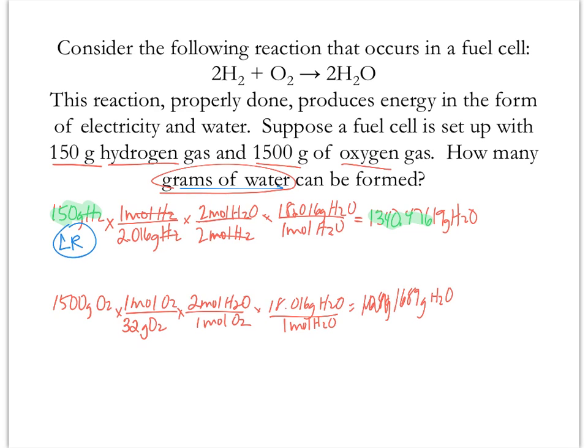How many grams of water can be formed? Well, this much water. Now, if we went around this using sig figs, 150 grams has 2 sig figs. This has 4. Mole ratios don't factor into sig figs because those are exact values. And this one has 5 sig figs. So your answer would get cut down to 2 sig figs. So you could round this to 1,300 grams of water. And those are your 2 significant figures.